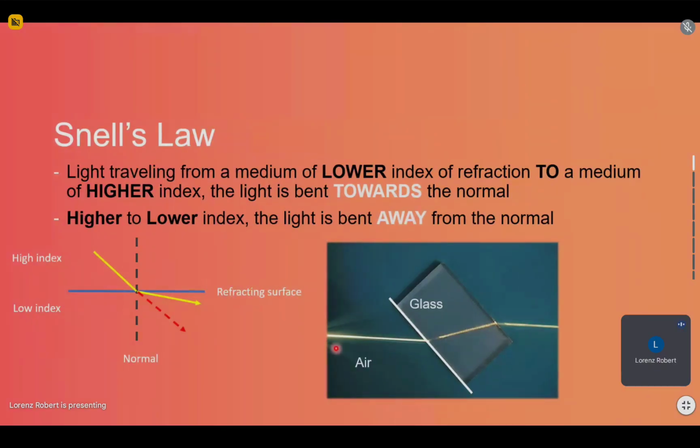So in this case, air passes through. So this is the air-glass interface. So this is a perpendicular line. That is the normal. So the light is bent toward the normal.